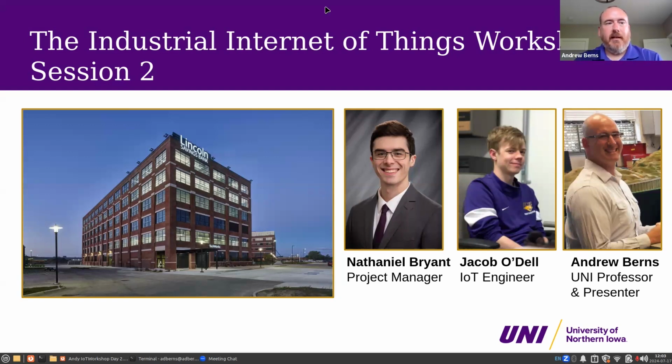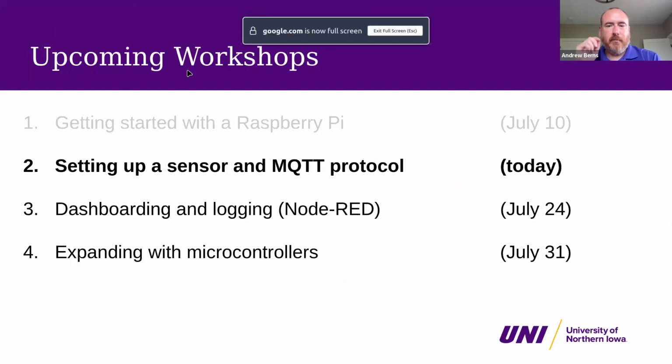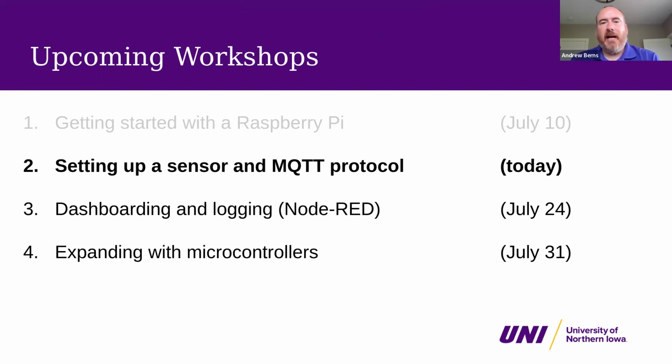What we're going to do today is, last week we got started with our Raspberry Pis. This week we're going to actually set up a sensor on the Pi and then use the MQTT protocol. That's going to fit us into next week using Node-RED and then finally expanding it with microcontrollers. So today we're going to focus on setting up a sensor and the MQTT protocol.